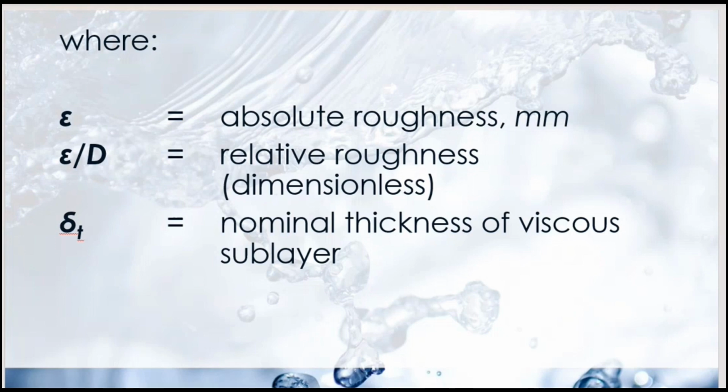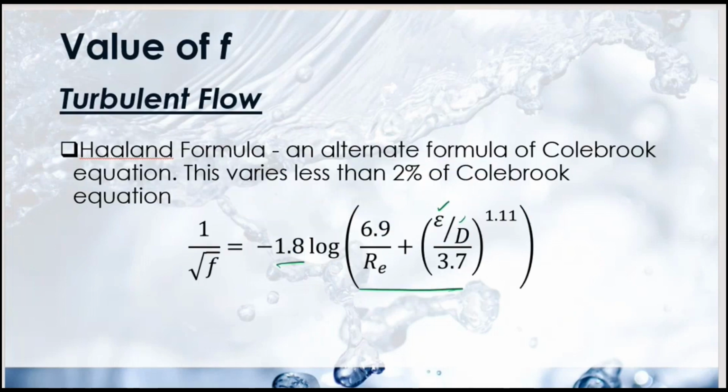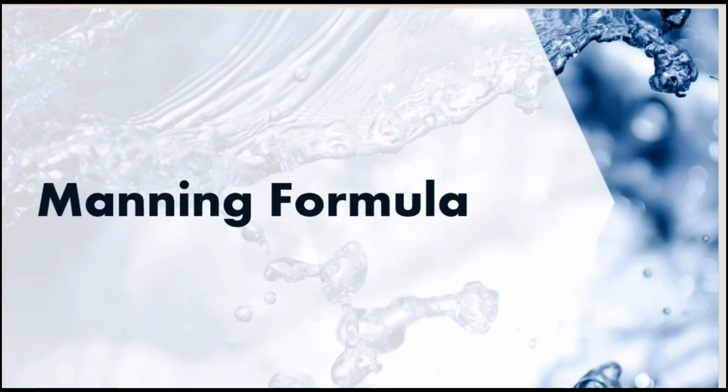Using the Haaland formula, we're going to use iteration. We're not going to use the Moody chart, but we iterate the values of F so that we arrive close to the exact value of F given the number of iterations. If you still remember your numerical methods, if the value keeps repeating as we progress through the calculation, that means that is the value for the unknown variable. Next we have the Manning formula.